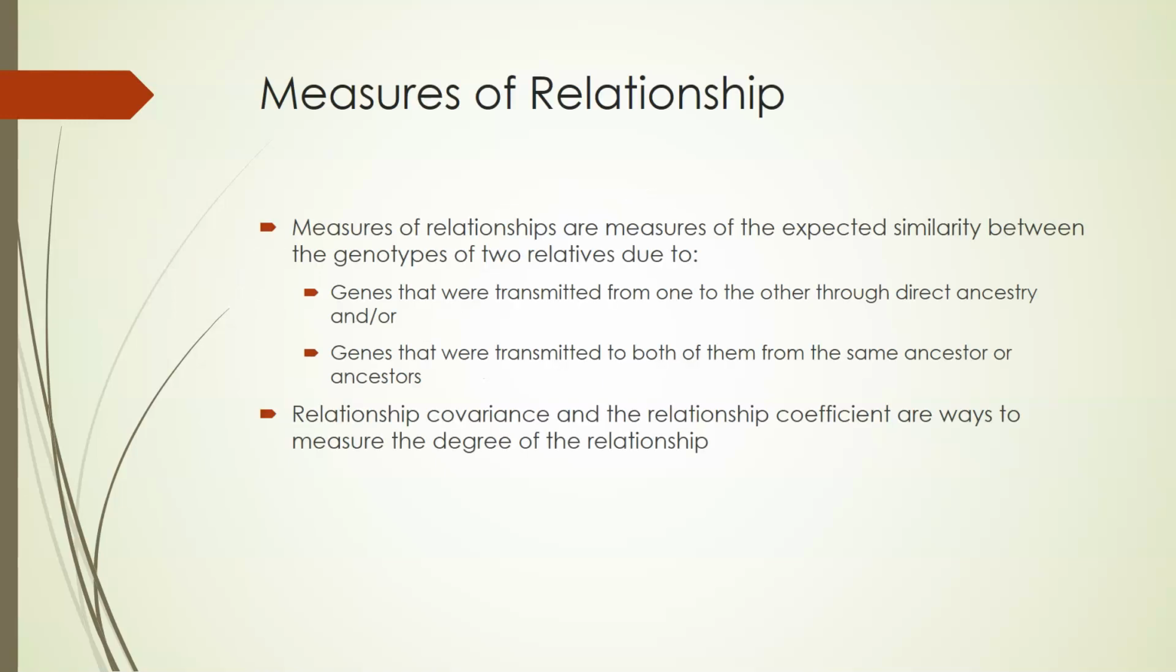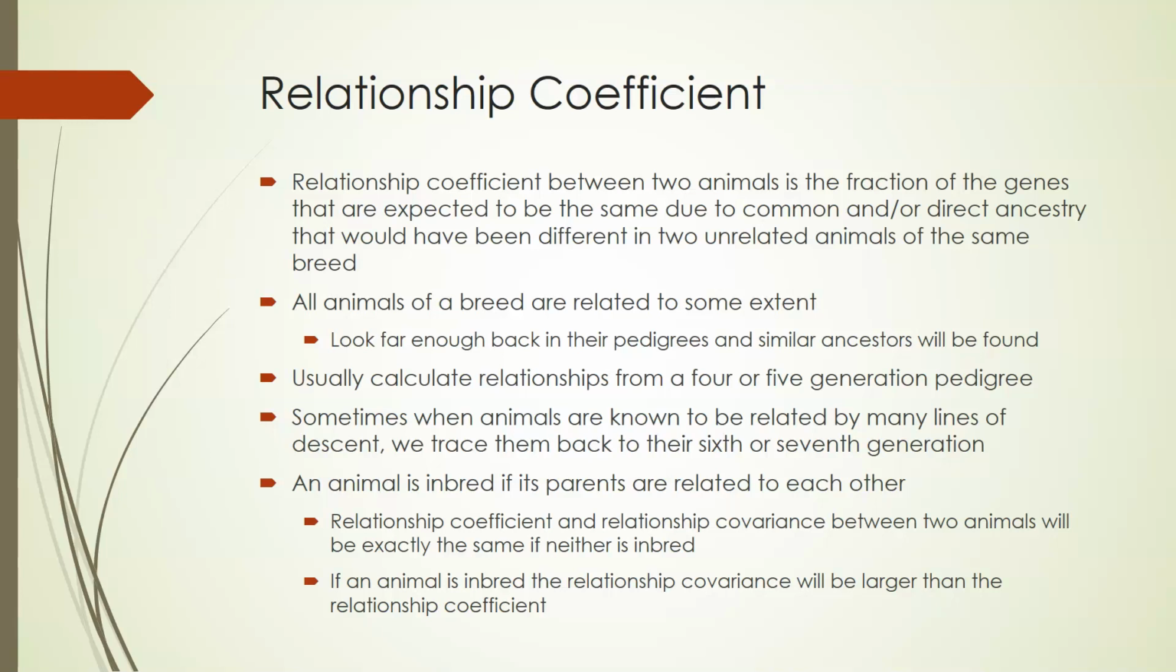So, the measures of relationships. This is the measure of expected similarity between the genotypes of two relatives. This is due to two things: genes that were transmitted from one to the other through direct ancestry, and or genes that were transmitted to both of them from the same ancestor or ancestors. We basically use this information to calculate what we call relationship coefficients and relationship covariance. These two calculations are what we use to measure the degree of a relationship. That is something that we will be discussing in the following slides. When we start out here, I'm talking to you on a grand scale, more the ideas behind these things, and then we'll get into the actual calculation and how we determine a relationship coefficient.